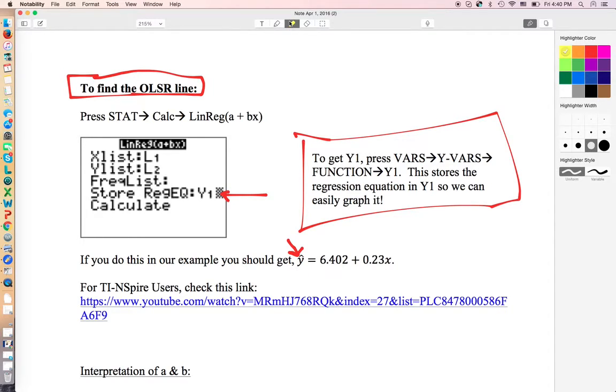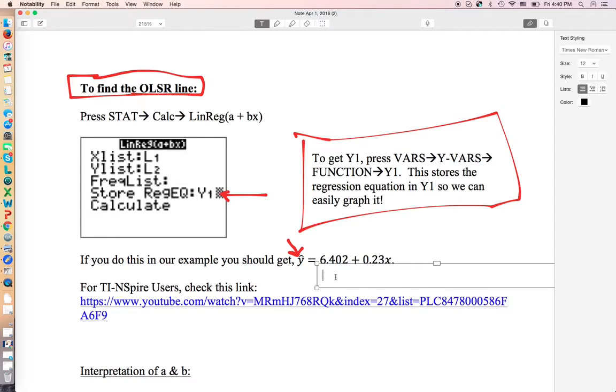If I want to predict the score for a 10-year-old, then all I'd have to do is say that y hat is equal to 6.402 plus 0.23 times 10. And I crunch all the numbers. Let me do that on my calculator here: 6.402 plus 0.23 times 10. And I would predict that a 10-year-old will get a score of 8.702. So this is how you use that equation. You use it to make predictions.